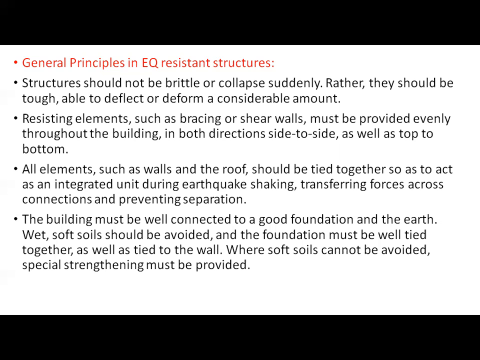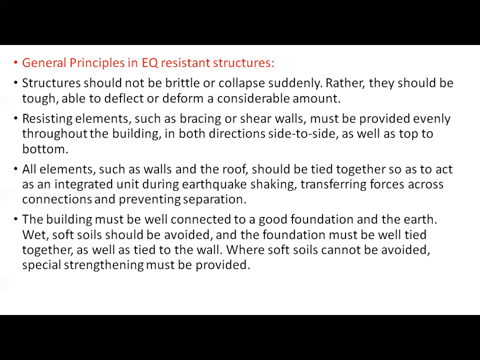The second principle is that resisting elements such as bracing and shear walls must be provided evenly throughout the building in both directions, side to side as well as top to bottom. In this case, we have to learn the IS codes also. In those IS codes, there are factors or components given which will resist the dynamic loads, and we have to add those resisting elements into the building. What are those resisting elements?